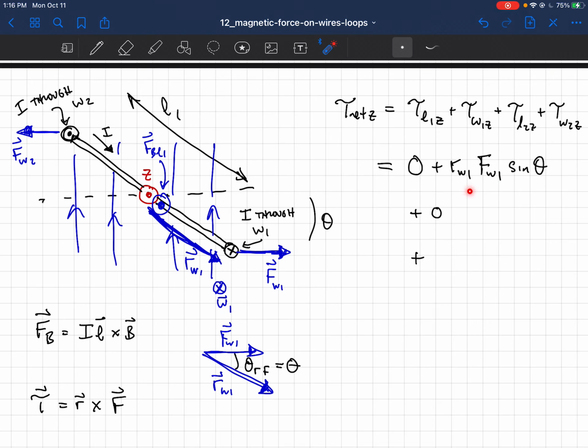Last time, remember, we got 0 there. Now the only question is whether we're going to cancel it out over here. So let's examine that. So now we look at the R vector to this force. So this is RW2.